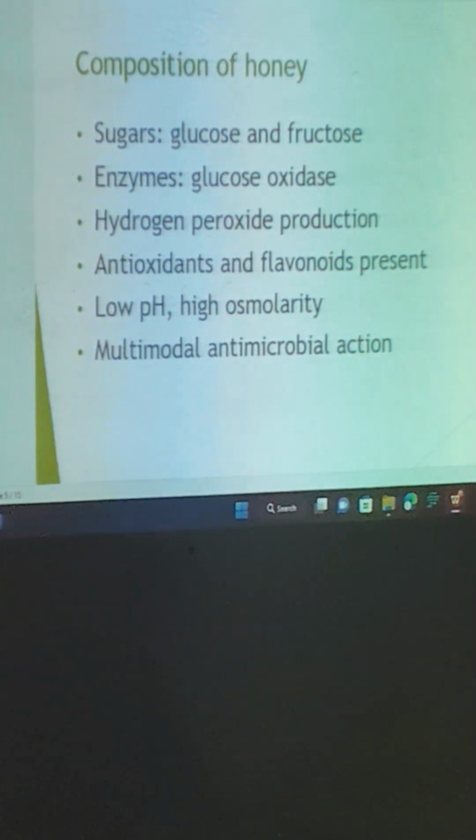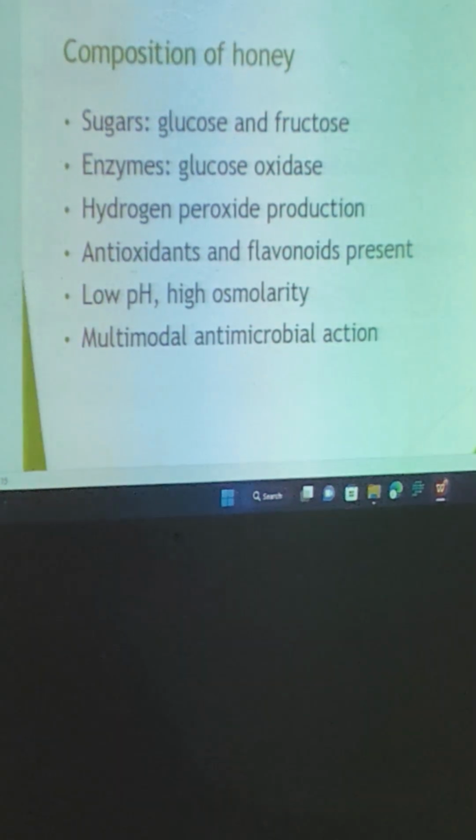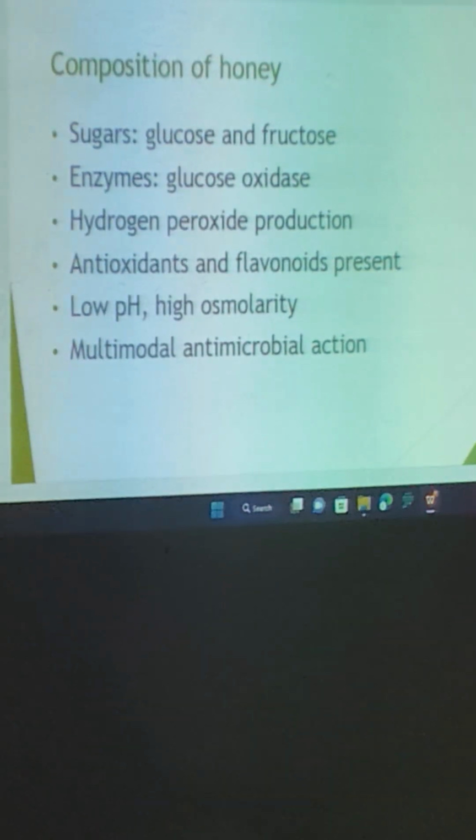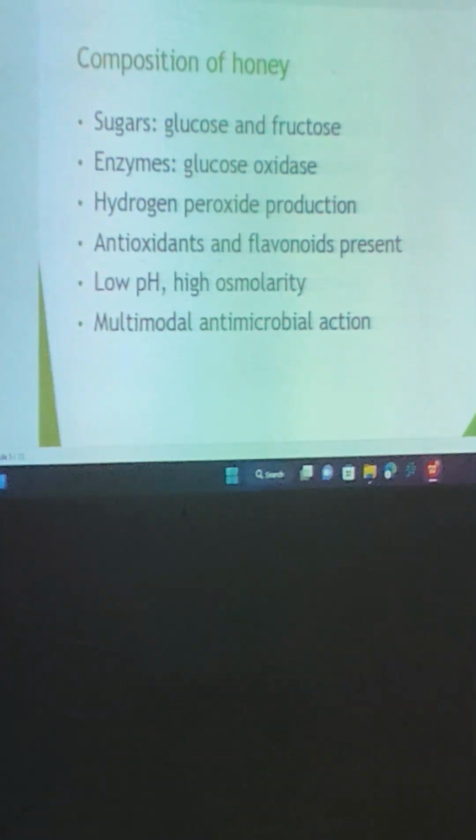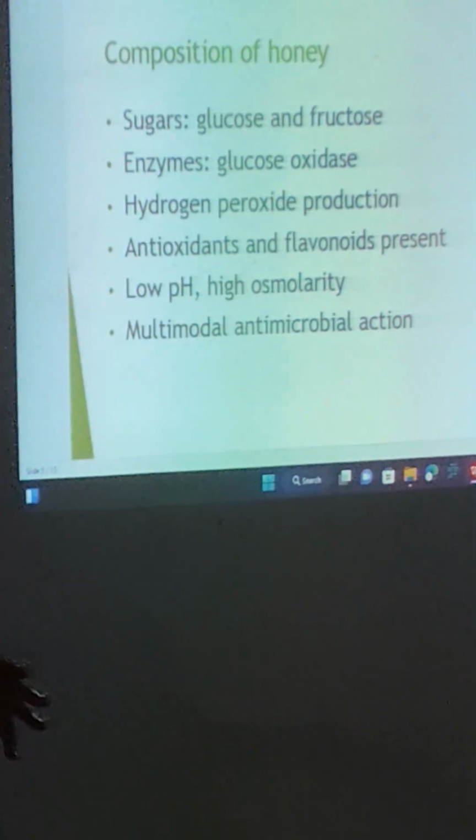Honey has a low pH, so there are some microorganisms that will not survive in it. That is an acidic condition. Some organisms are acid-loving, while some are alkaline-loving. The acid-loving organisms will not survive in the presence of honey. It has multimodal antimicrobial action.